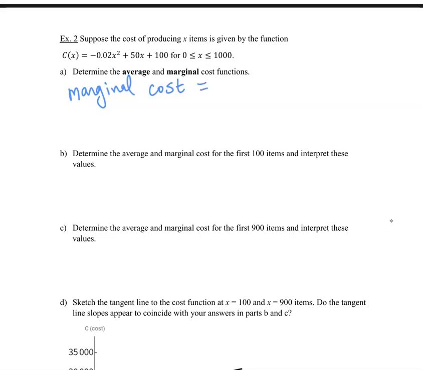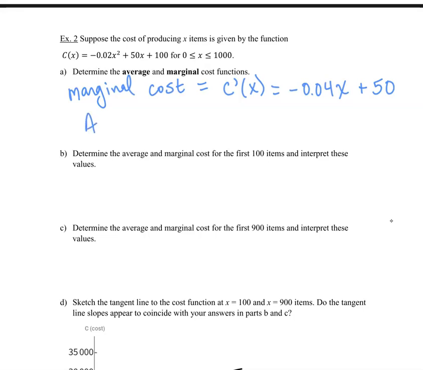And that is defined as the derivative of that cost function. So I'm just going to take the derivative using our regular derivative rules, and I have negative 0.04x plus 50. And that's going to be our cost to add one additional item to our production level.